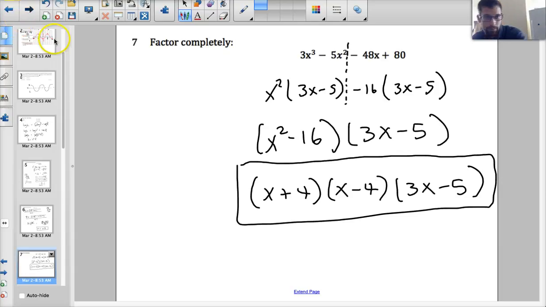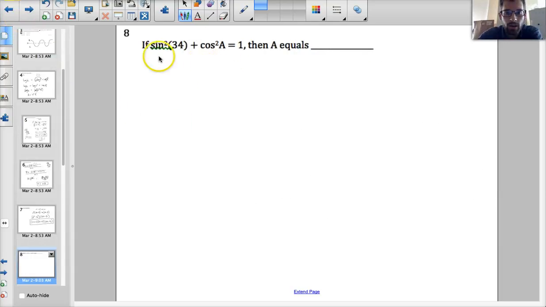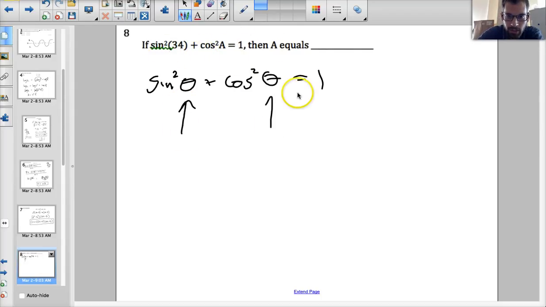I'm just factoring. All right, so here is our Pythagorean identity, right? So it's sine squared of theta plus cosine squared of theta equals 1. So because I'm seeing that written out perfectly, that means that this theta and this theta have to be the same values for this to be equal to 1. So that means A must be the same thing that is plugged in here. A is going to be equal to 34.